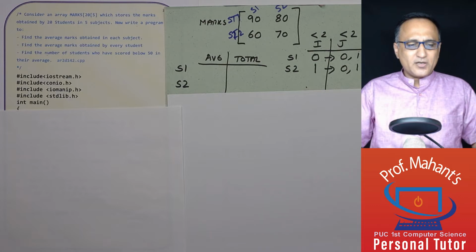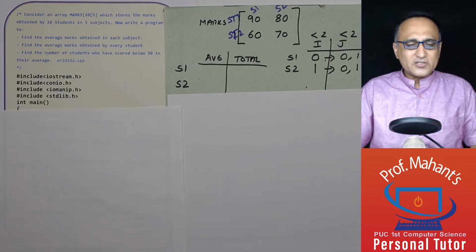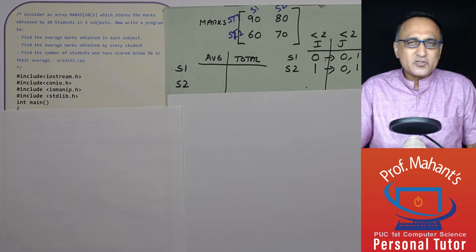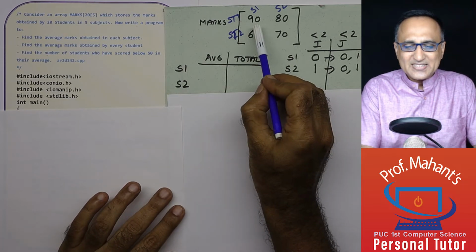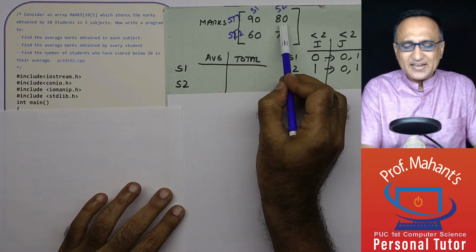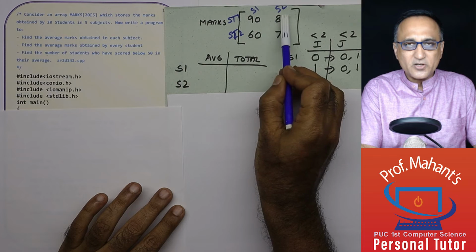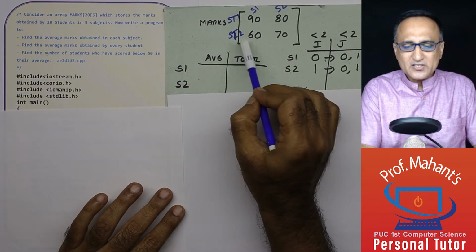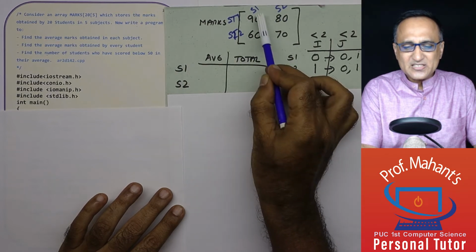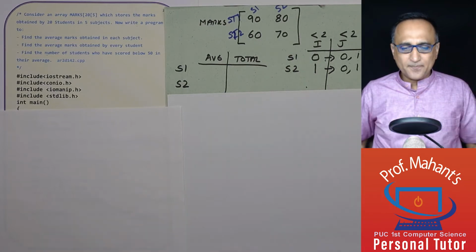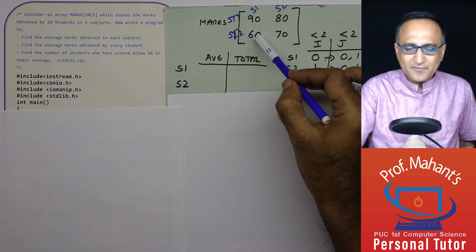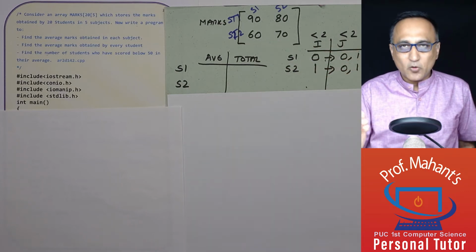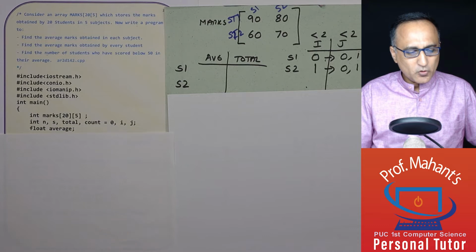We will not go for a 20 into 5. If it works for 2 into 2, that means 2 students and 2 subjects, it will work for any size. Okay, the important part here is to understand the logic. Let us say student 1 has got 90 and 80 in subject 1 and subject 2 respectively. Student 2 has got 60 and 70 in subject 1 and subject 2 again. Now what I am going to do here is I need to first read the marks of each student row wise. So this is what I am going to do.